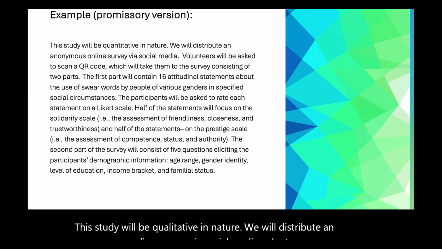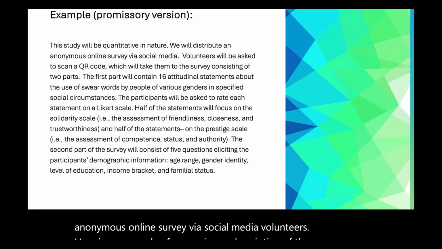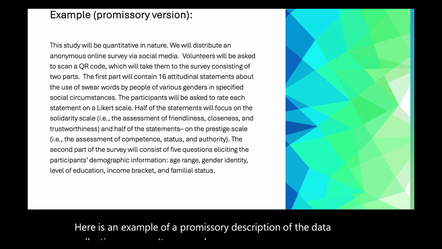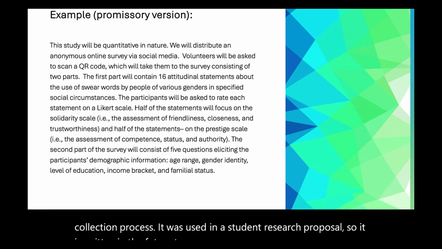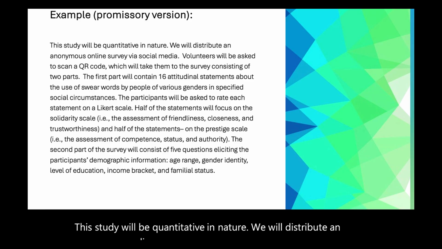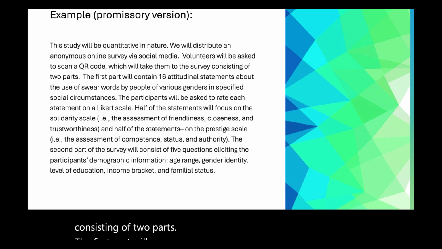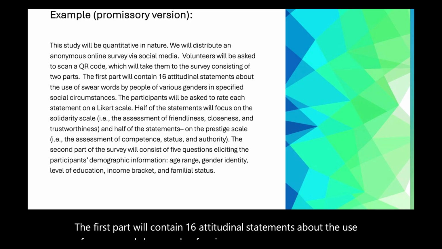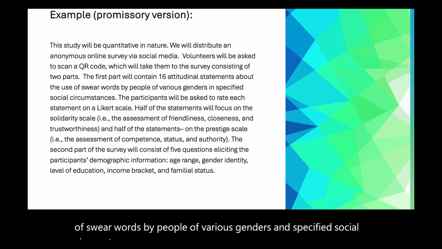Here is an example of a promissory description of the data collection process. It was used in a student research proposal, so it is written in the future tense. This study will be quantitative in nature. We will distribute an anonymous online survey via social media. Volunteers will be asked to scan a QR code, which will take them to the survey consisting of 2 parts. The first part will contain 16 attitudinal statements about the use of swear words by people of various genders in specified social circumstances. The participants will be asked to rate each statement on a Likert scale.